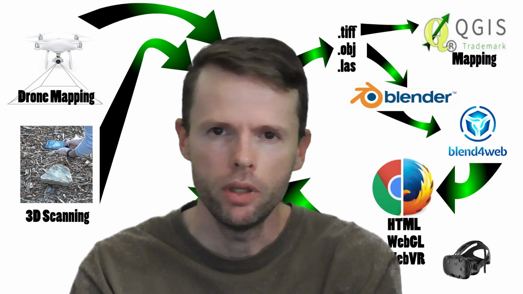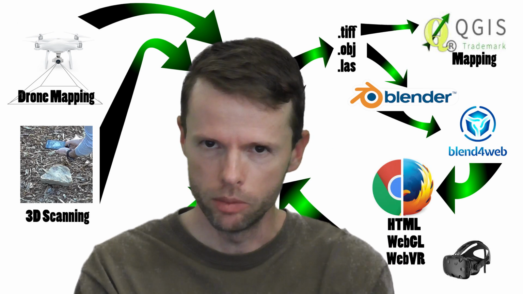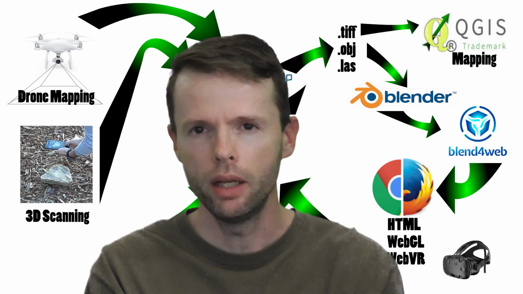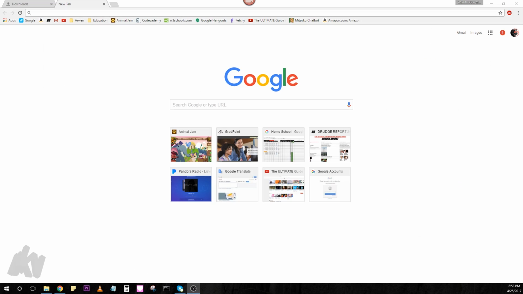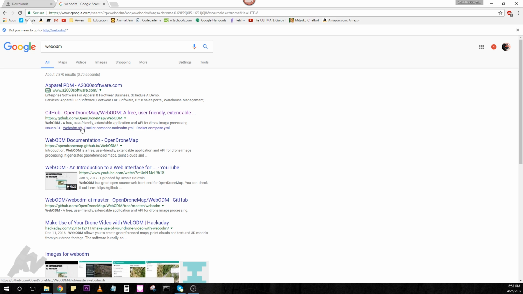Okay, so this video is going to be how to install Docker on your machine. Now I've done this on both Windows and Mac, and it's fairly straightforward, a little easier on a Mac. First we're going to do a search for WebODM to get to the GitHub page. It's close to the top there.